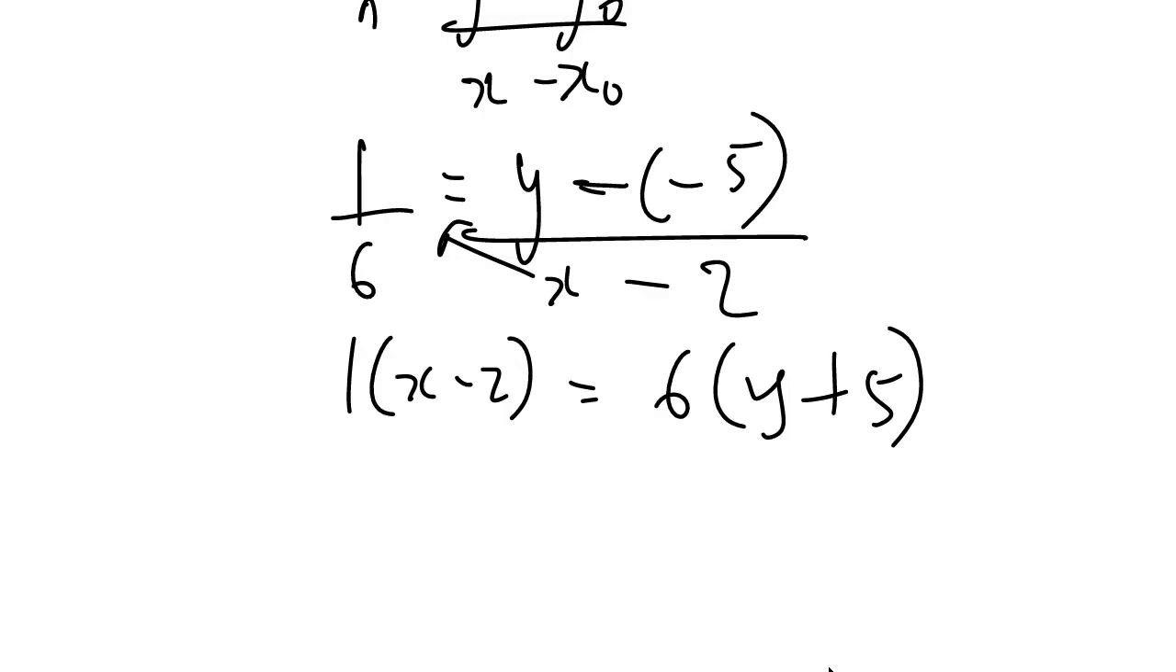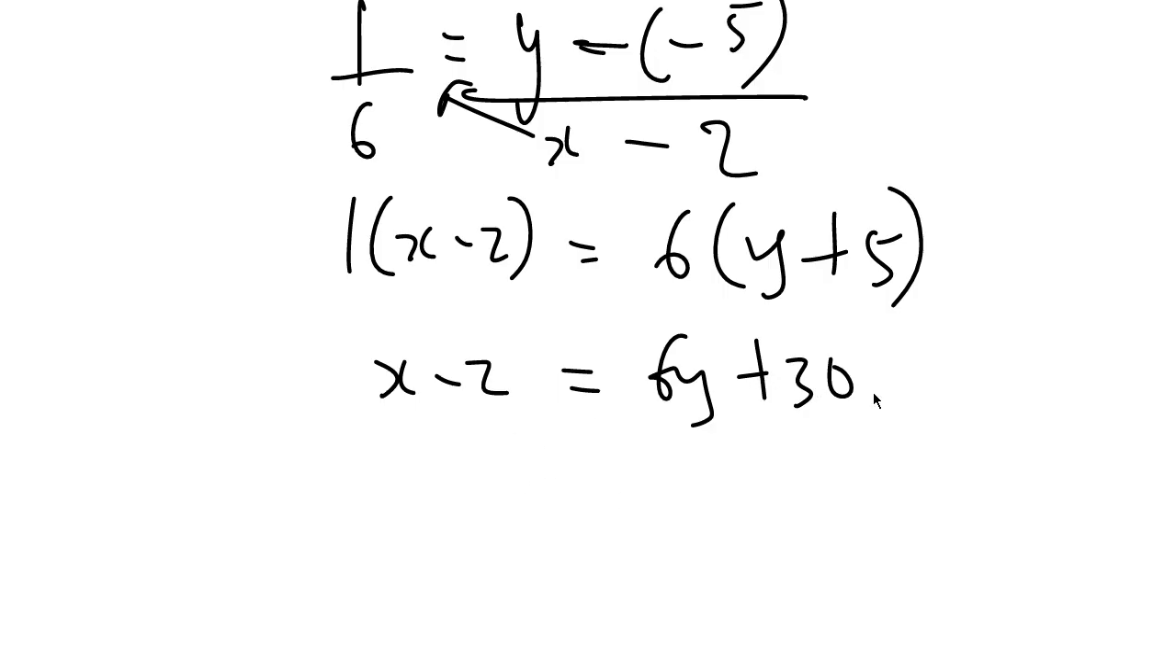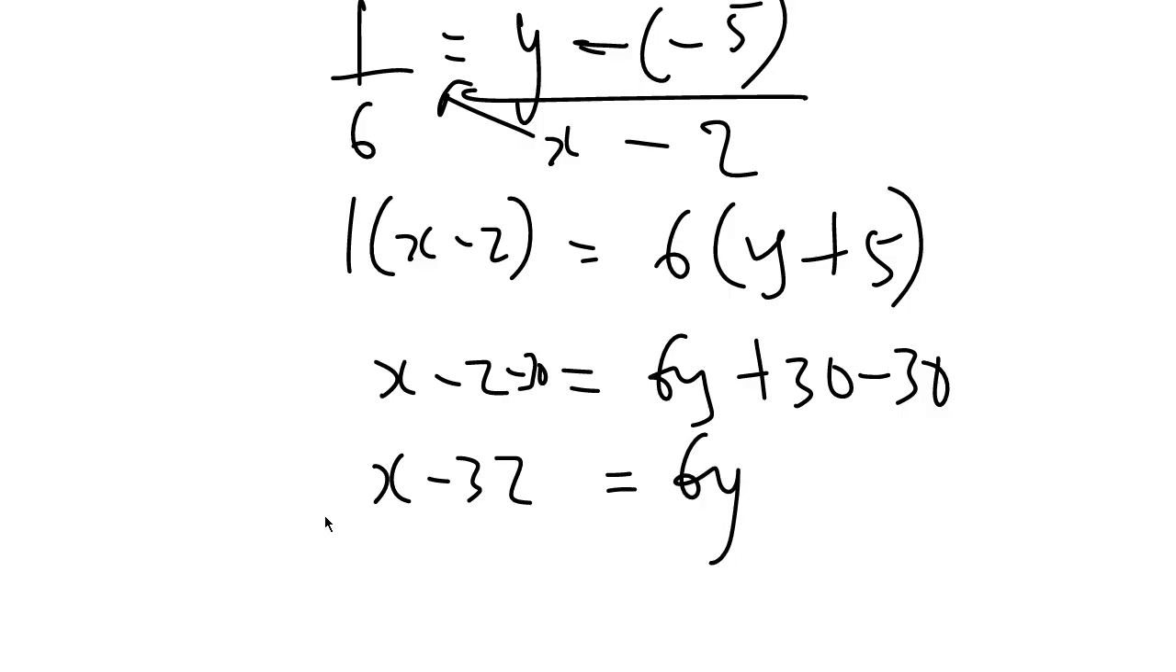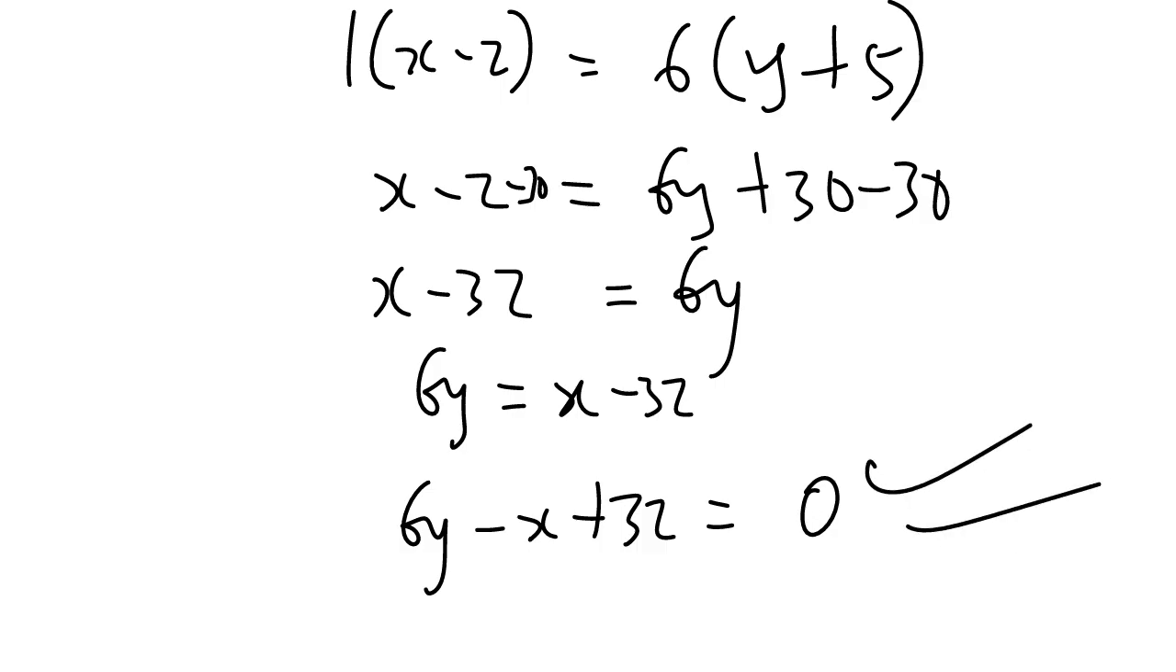And then on expansion, 1 into x minus 2 is still x minus 2. 6 times y is what? 6y. And 6 times 5 is positive 30, right? And then if we simplify this, we can subtract 30 from both sides, right? It's going to be negative 30, negative 30. And then that's going to be x minus 32 is equal to 6y. I'll just simplify it. I hope you're not lost. So we can still write this as 6y equal to x minus 32. Do you agree? And then we can bring everything to the left as 6y minus x plus 32 equal to 0. And this is the equation of the normal.